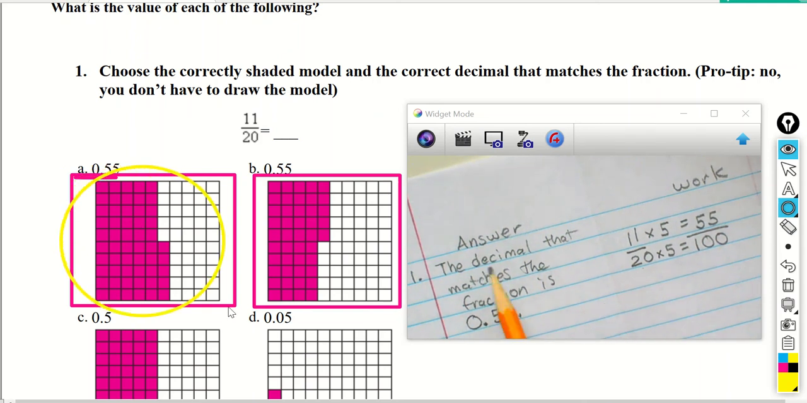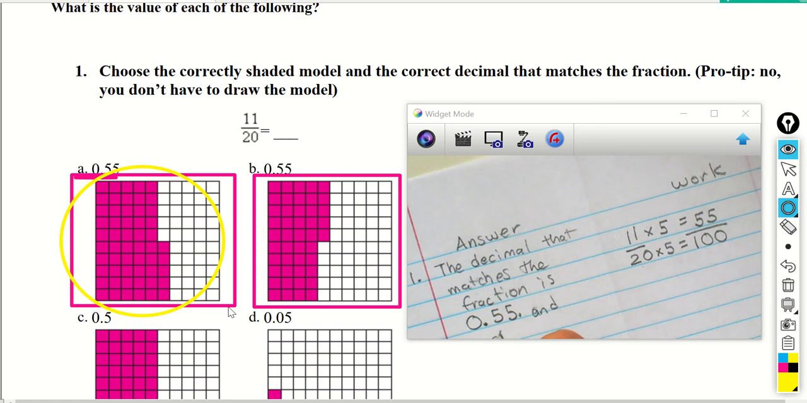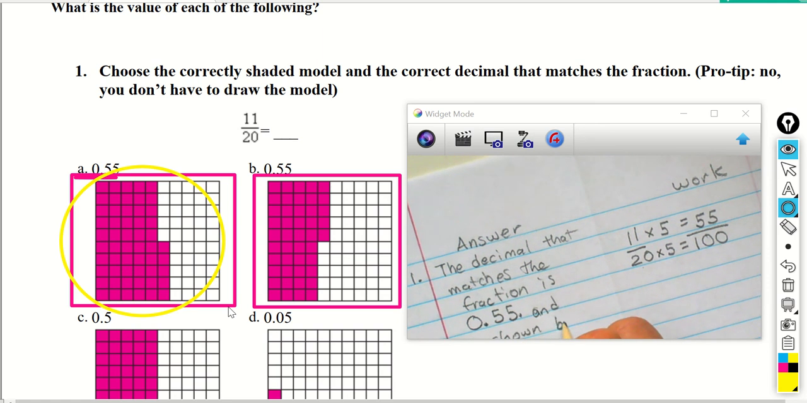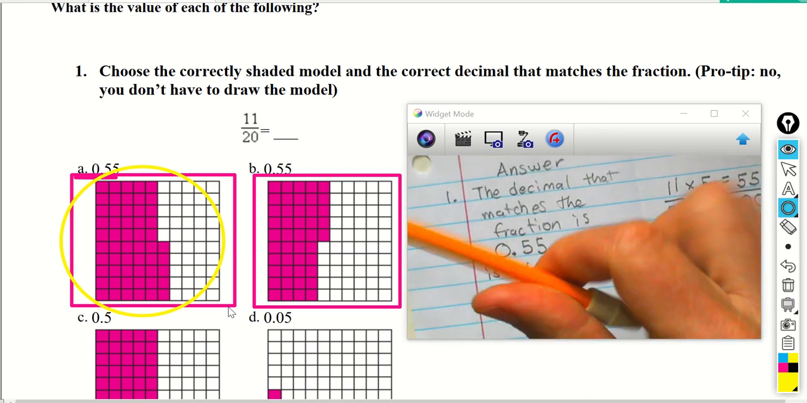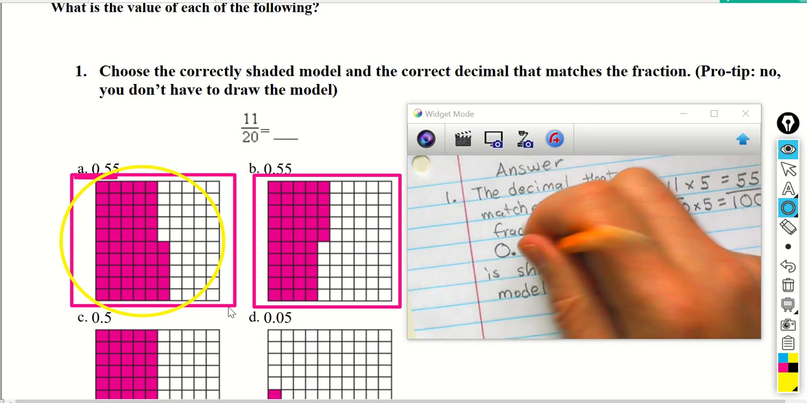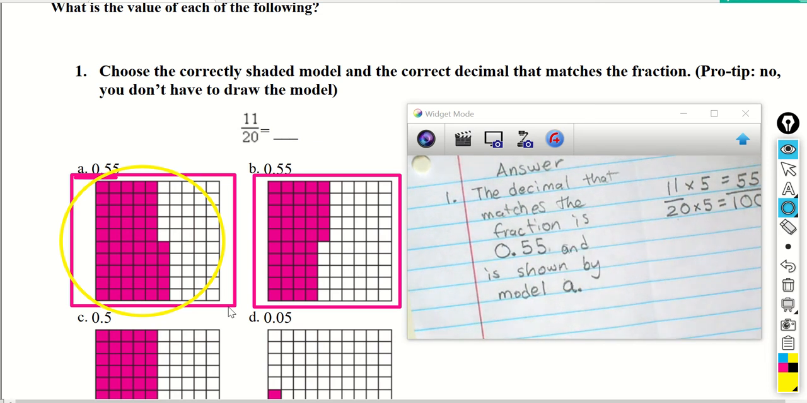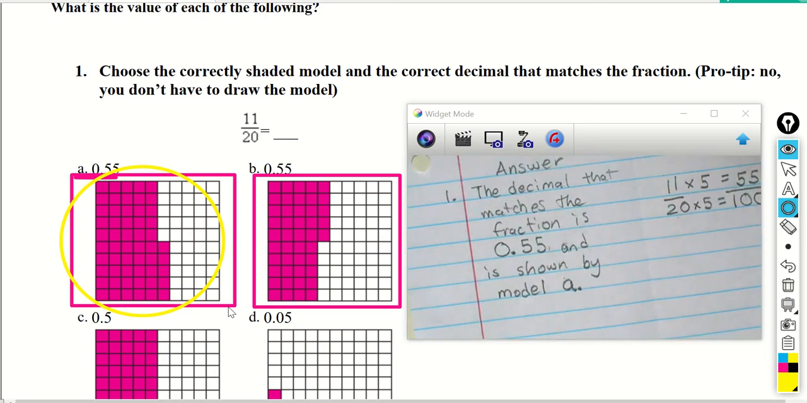So I'm going to say the decimal that matches the fraction is 55 hundredths. And I could say is shown by, make sure you use the word model A or uppercase A, either one. So the decimal that matches the fraction is 0 and 55 hundredths and is shown, I'm going to get rid of that end period, and is shown by model A. As long as you have the words model A in there, boys and girls, that's the most important part. All right, let's go down to number 2.